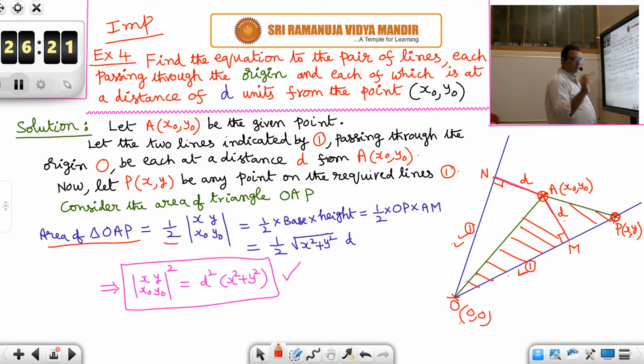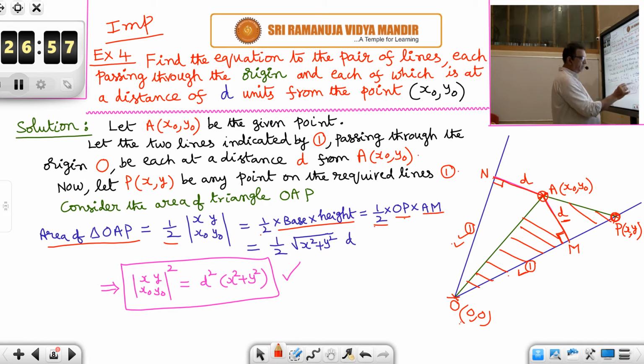Now, the second way of finding the area is half into base into height. Here I have written half into base into height. See the diagram OAP, I will take OP as base. Height is nothing but the perpendicular from the third vertex to the base. That is AM, that is nothing but D. So half into OP as base and AM as the height.